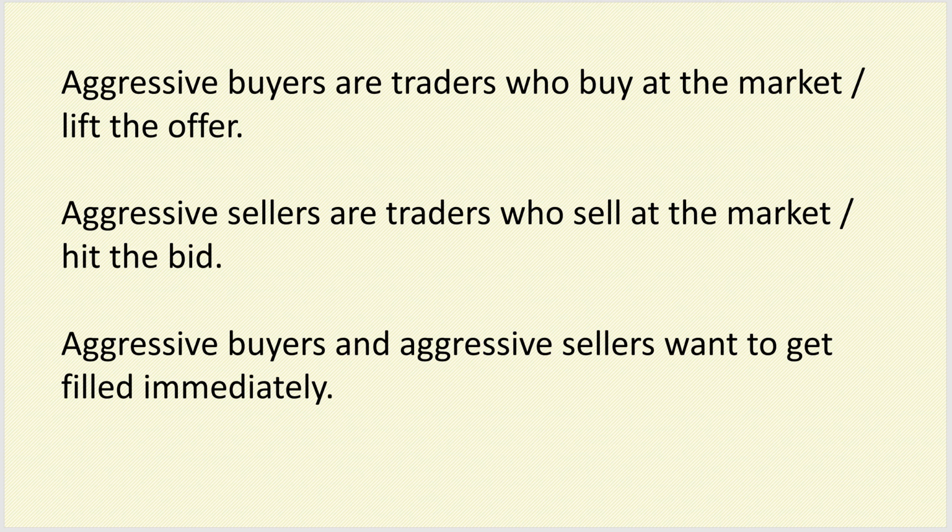Now, aggressive buyers are the opposite. They're the traders who buy at the market or lift the offer. Aggressive sellers are the ones who sell at the market or hit the bid. And aggressive buyers and aggressive sellers want to get filled immediately. They want to get into the market immediately. A passive buyer doesn't have that urgency, doesn't have that need to get into the market, that they have to pay the market price or sell at the market price. They're willing to let the aggressive buyer come to them.